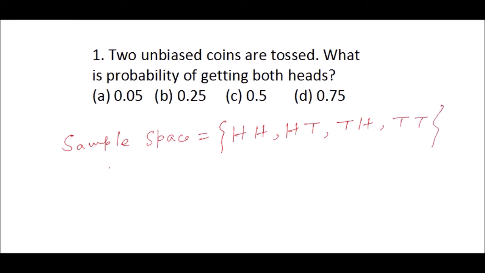Therefore, how many elements are there? 4 elements. And how many favorable outcomes? Only one. That means we want both the heads. Therefore, only one favorable outcome. Therefore, our probability is 1, the favorable outcomes, divided by the total number of elements in the sample space. Therefore, 0.25. Therefore, option B is the correct option.